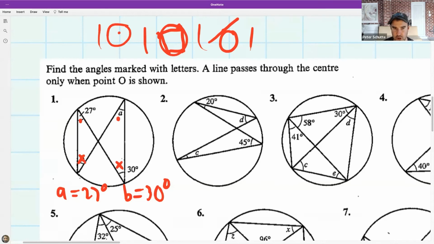Can you please do number 2 for me? What is angle D going to be equal to, and what is angle C going to be equal to? I'd like you to put that in the chat, and I want to see what you guys can do.